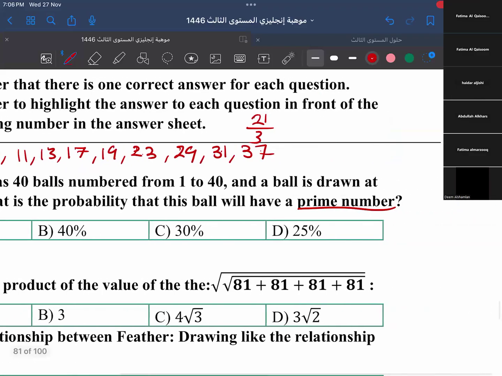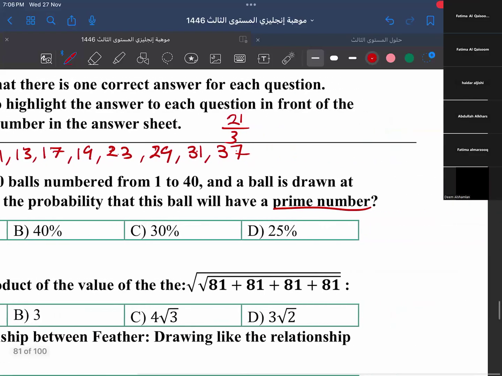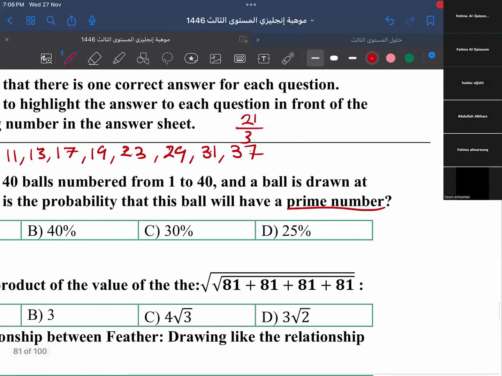So now we want the probability or the percentage. So what we're going to do here is 12 over 40, since it's from 1 to 40, equals x over 100. Yes, exactly. So when we do this, we can simplify it. Divide by 4 up and down to get 3 over 10.